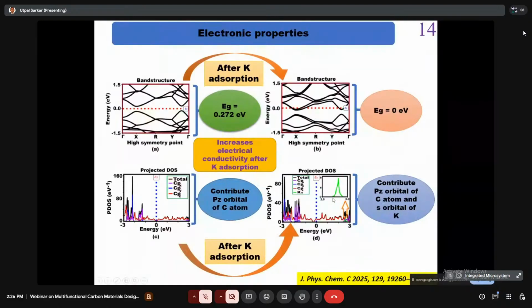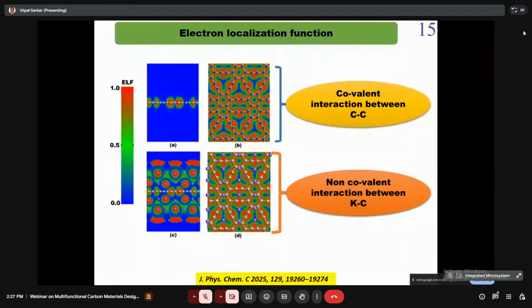However, the ps orbital of carbon is located very far in the conduction band, around 2.5 electron volt, you see here, and others are located around minus 1.5 and so on. So basically the pz orbitals are contributing to this band structure, and that increases the electrical conductivity after the absorption of potassium ion. So the system is now metallic and suitable for conduction, and now we can use it as a battery. So the preliminary verification is over.